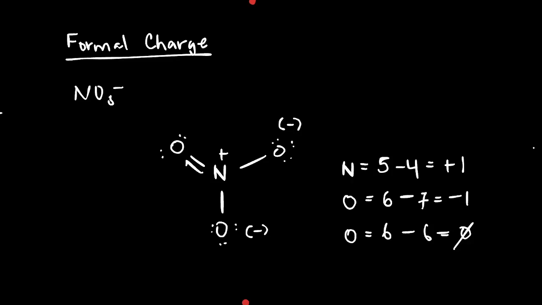And you should always remember that the formal charges of each of the individual atoms in a molecule should add up to the charge of the whole molecule. So we see that this has a minus 1 charge, and if we add up the formal charges of all our atoms, we have plus 1, minus 1, minus 1, plus 0, which is equal to minus 1, which is the total charge of our actual molecule here.